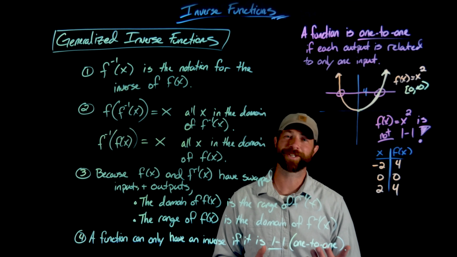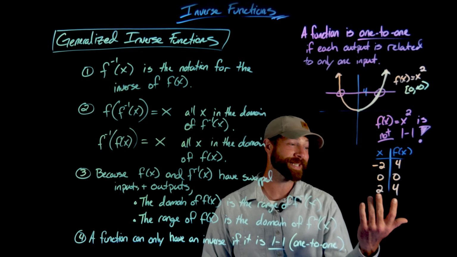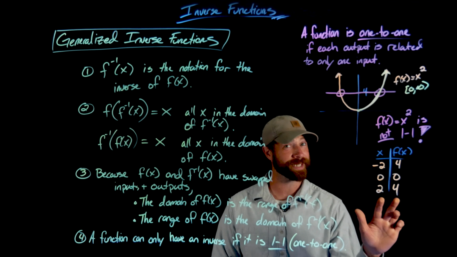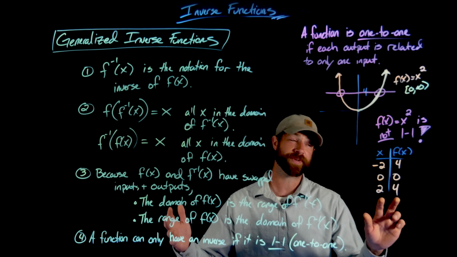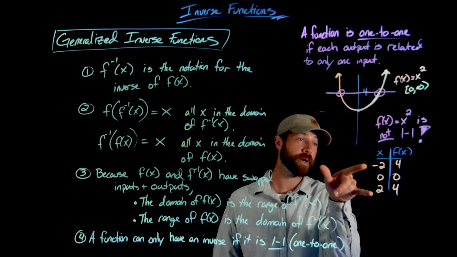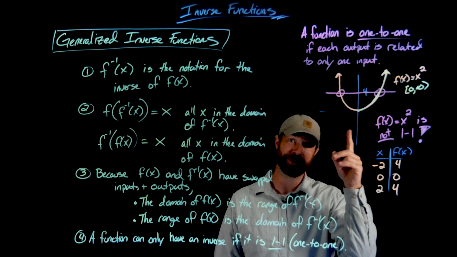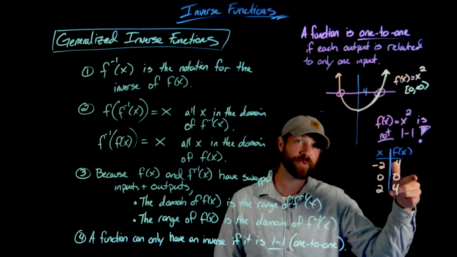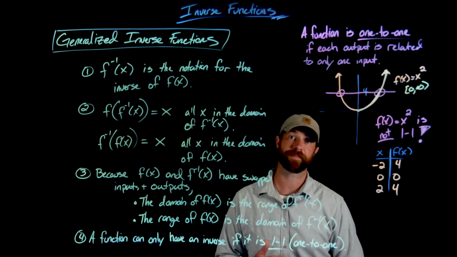That same conversation from a table of values: if we swapped the inputs and the outputs, the domain and the range of a function, you would notice that the input of 4 for the inverse of this function will be related to two different outputs, which is not allowed for functions.